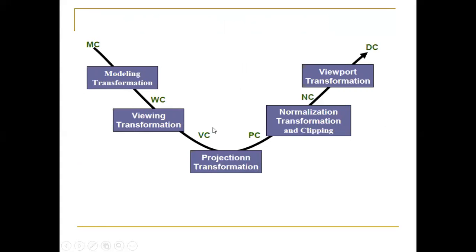Now these viewing coordinates, which are in three dimensions, have to be projected onto a two-dimensional display device. In order to convert the 3D viewing coordinates into projection coordinates, we use the projection transformation. The projection coordinates we have got, which are in two dimensions, we have to normalize. In order to normalize the projection coordinates, I'll apply the normalization transformation and also clipping. Finally the normalized coordinates will be converted into display coordinates by the viewport transformation. This is how the 3D viewing concept works.